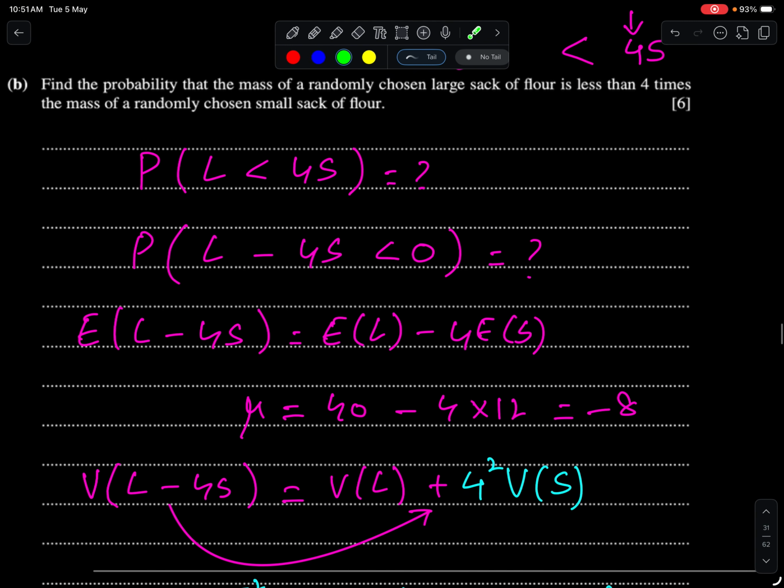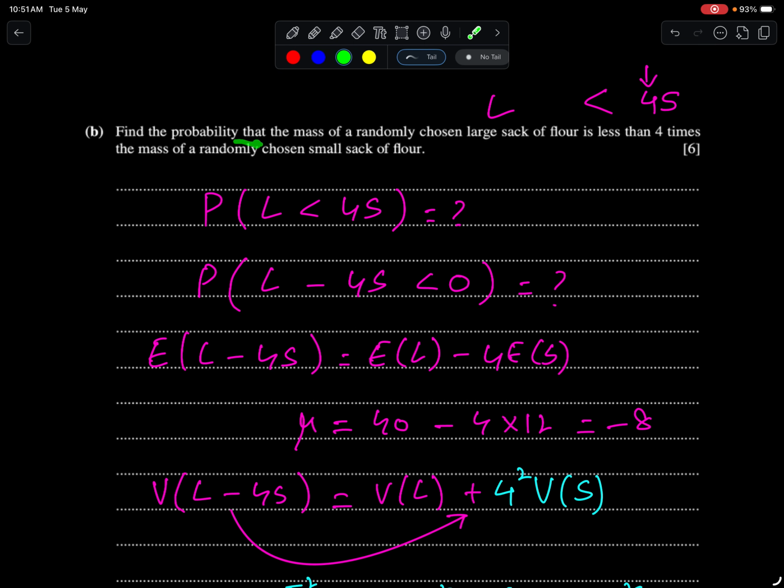Now this part is important. Find the probability that the mass of a randomly chosen large sack of flour is less than 4 times, 4 times a multiple, of a small sack of flour. So L is less than 4S, and this 4 is a multiple of S. Now first bring this to the left side, L minus 4S. Now take E of this, E(L minus 4S). So this will become E(L) minus 4E(S).